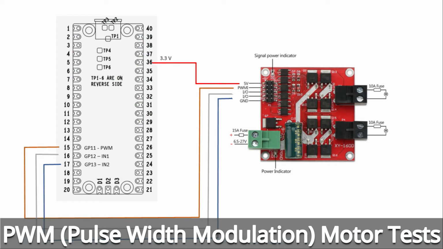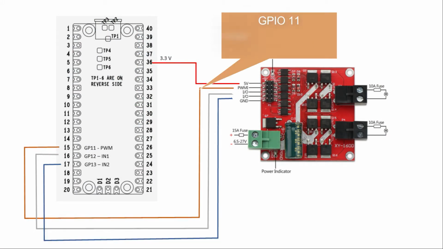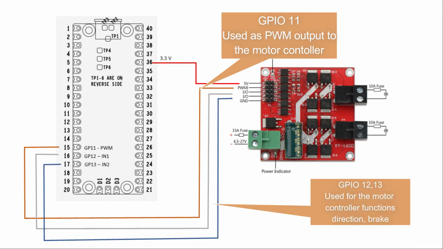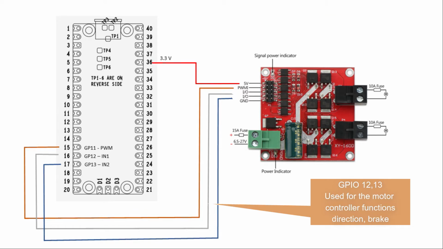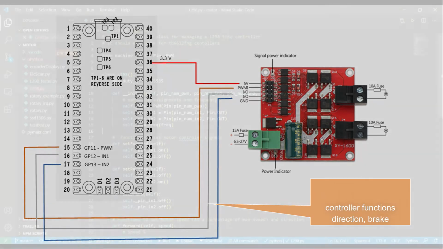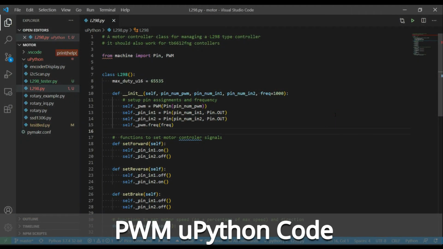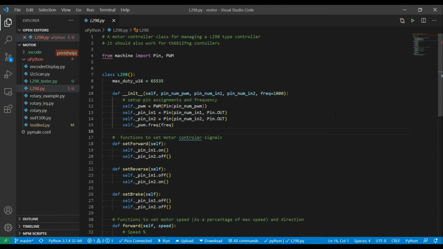Now I'm going to get started on the pulse width modulation tests to control the motor. So you can see here I set up the Pi Pico to connect to my motor controller. It's using GPIO 11 as the output to drive the pulse width modulation on the motor controller, and then using the other GPIO pins on the Pico to drive the control functions on the controller. Let's have a look at the code I used to test out the pulse width modulation and the actual motor controller. So I did it in two sets of MicroPython code.